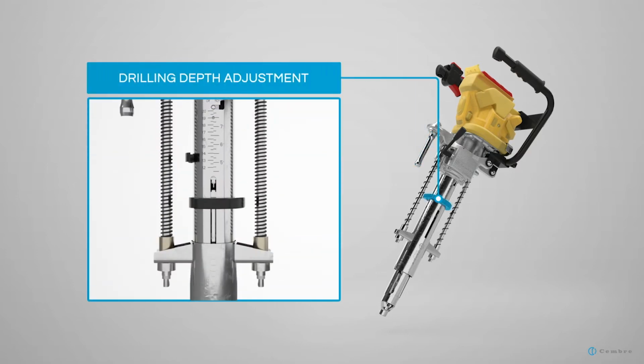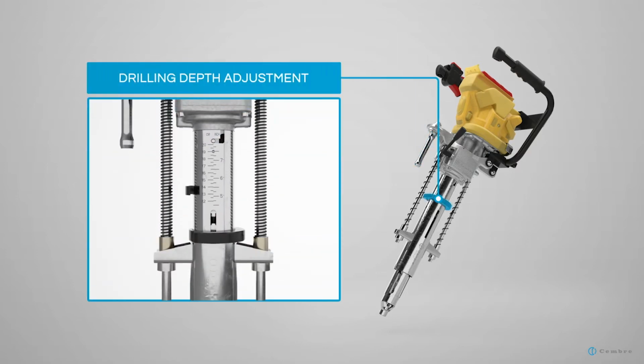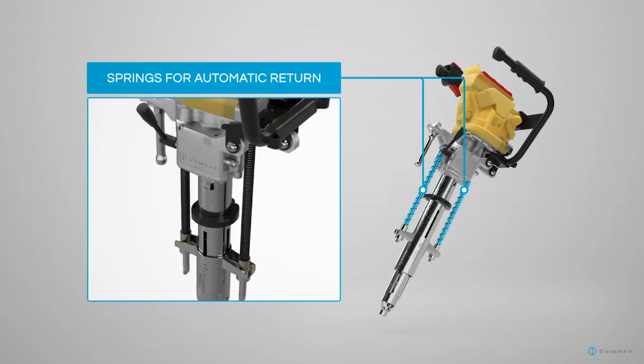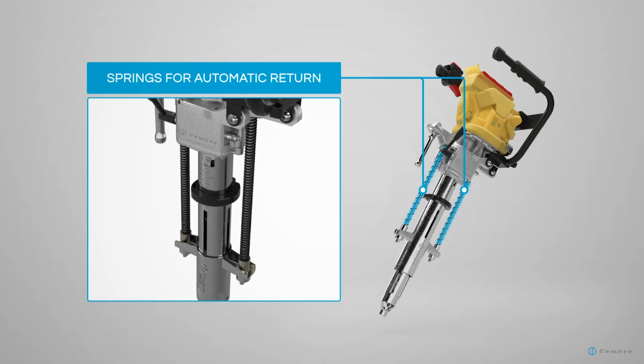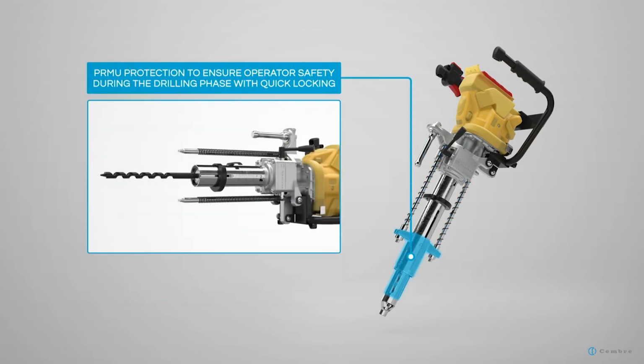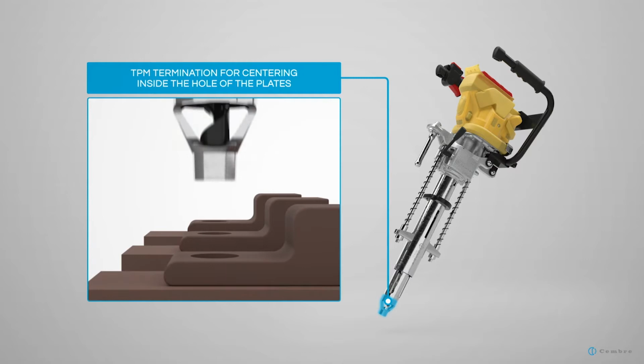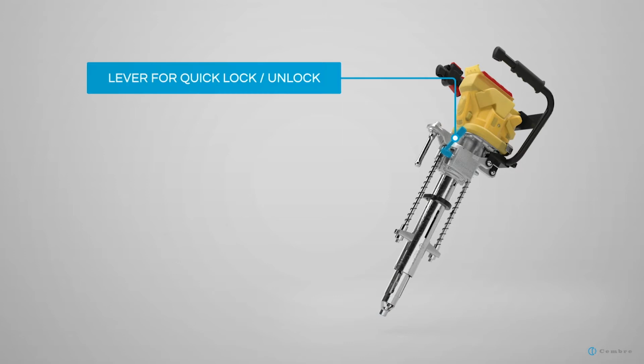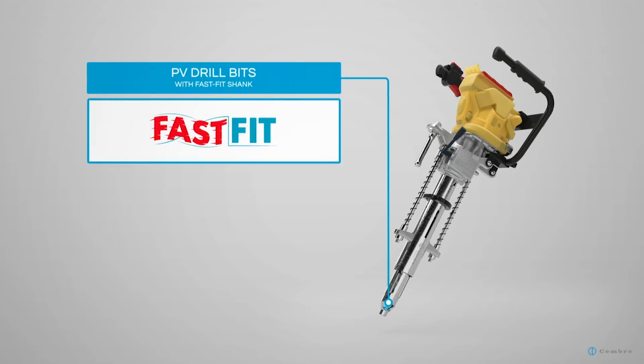The drill is a self-contained unit with 36-volt lithium-ion battery technology, featuring a depth gauge for precise drilling and auto-return springs to aid the operator. The PRMU guard with quick locking device offers operator protection, whilst the TPM aids positioning into the base plate. The quick release lever allows fast installation and removal of the PV auger bits, which also feature fast fit shanks.